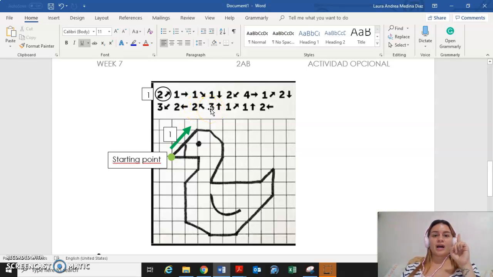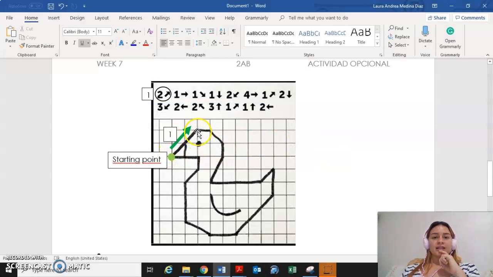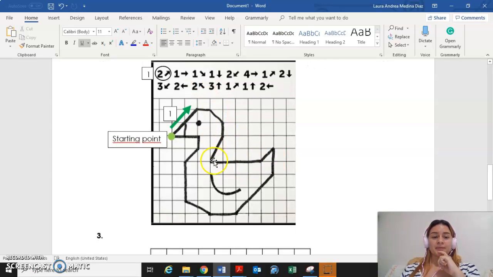And 3 up. 1 diagonal right, 1 up, and 2 left. As you can see, these instructions are to build the duck. 2 diagonals up, right, 1 diagonal down, so you can see that the pattern is correct.